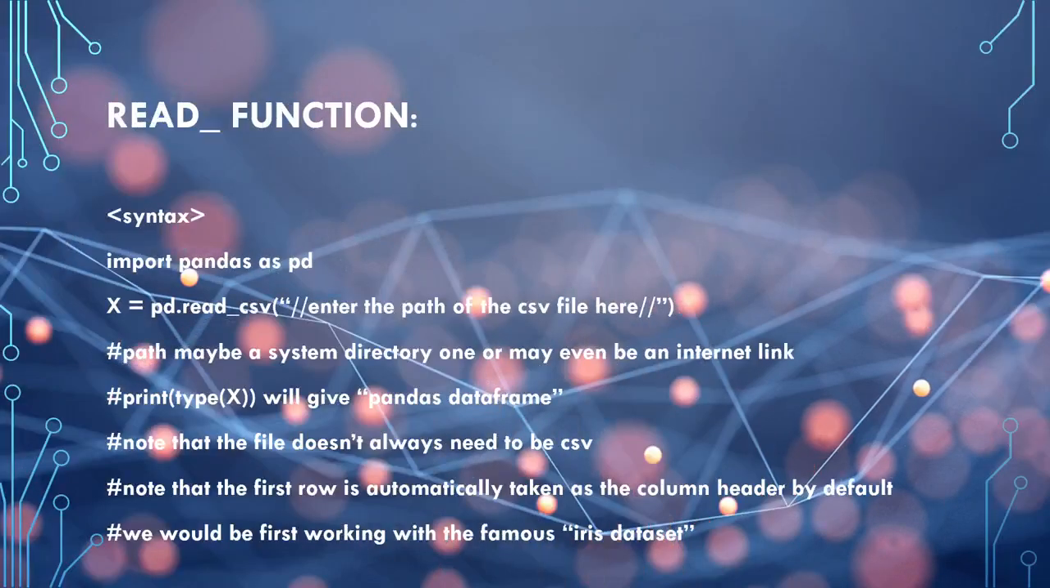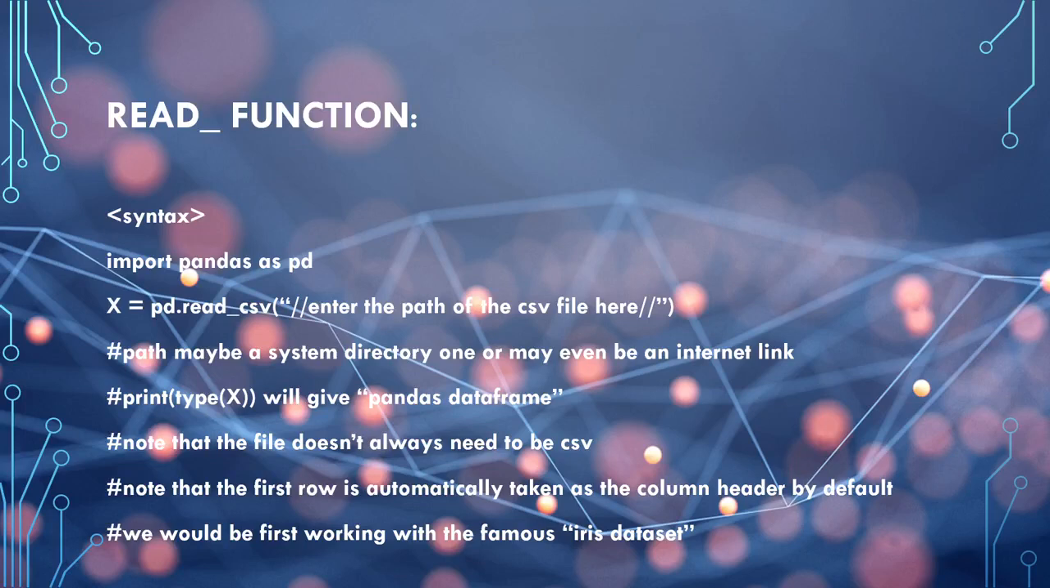So the first function we will start with is the most important one, the read function. First we import pandas, then we assign our file handle as x, equal to pd dot read underscore csv. This is a function which allows us to import CSV files into x, which is the file handle. Using x we will do further manipulation of data.